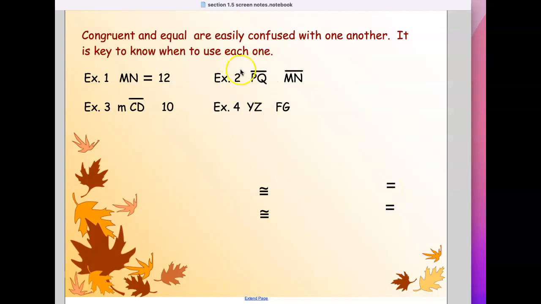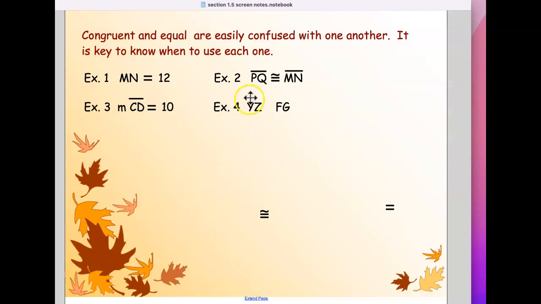In example 2, we're saying segment PQ and segment MN. So since we're talking about the segments themselves, we would use the congruent symbol to describe those. Example 3, a small case M in front of a segment or in front of an angle or in front of anything means the measure. So we're saying the measure of segment CD. It means the same as this. Writing it this way or writing it this way would mean exactly the same thing. The measure of CD, since that's a length, that would be an equal sign that we would use there.